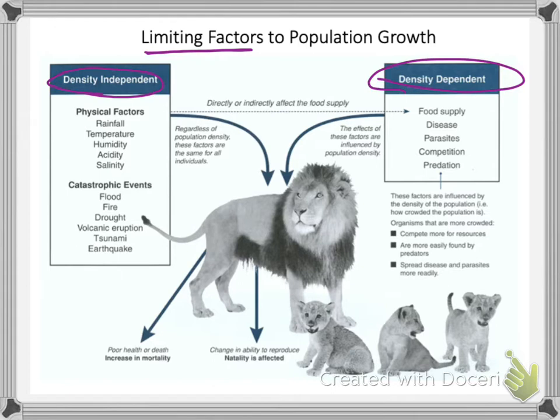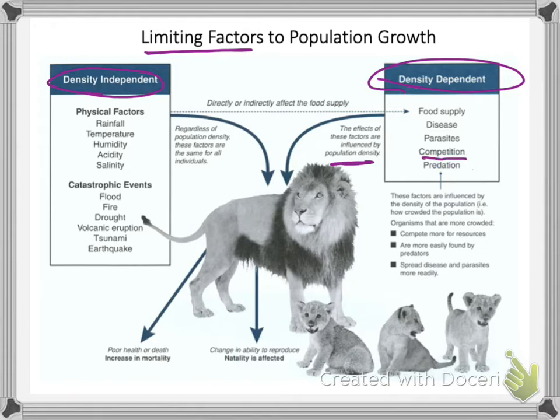Density-dependent limiting factors, on the other hand, do have an influence based on density. So basically what that means is when there are fewer individuals in the area, we see less of an effect of these density-dependent factors. And the denser, the more individuals you crowd together, the more these factors come into play. So for example, food supply: when you have a dense population, there's going to be more competition for food supply.